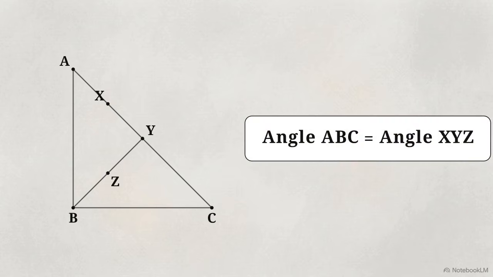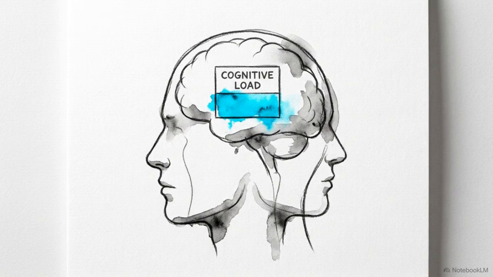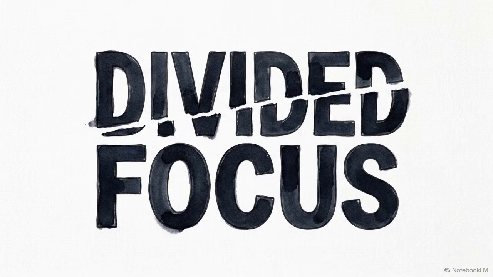We can start by looking at this geometric triangle and the separate text box of algebraic equations next to it. The text stating that angle ABC equals angle XYZ cannot be understood without referencing the visual diagram. Because these sources are dependent on each other to make sense, physically combining them reduces cognitive load. This is known as addressing the split attention effect.